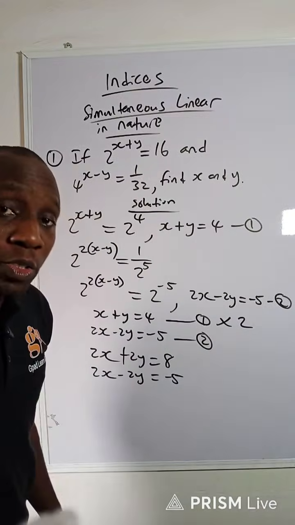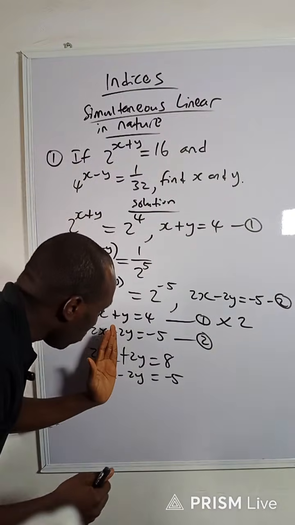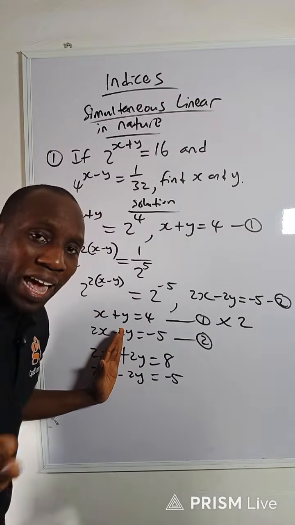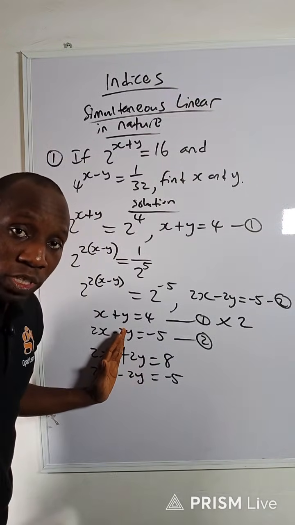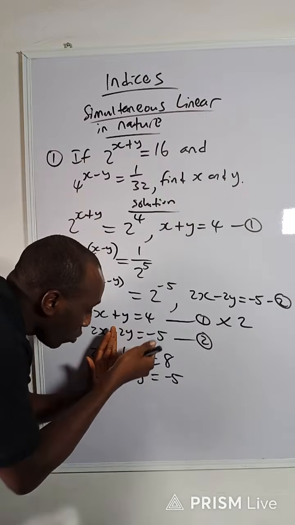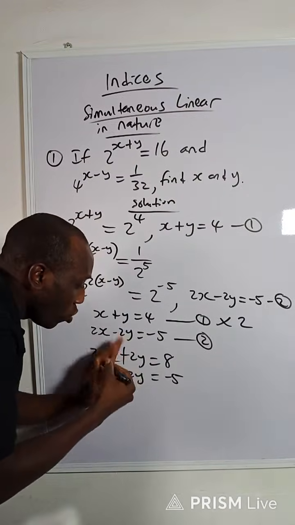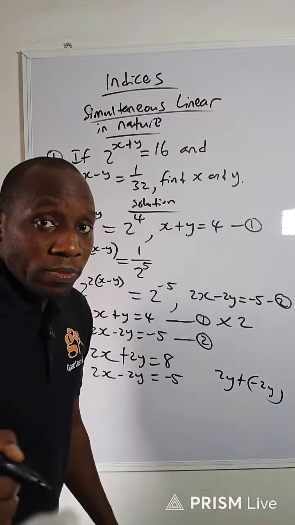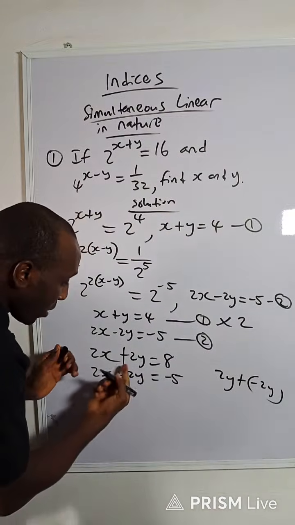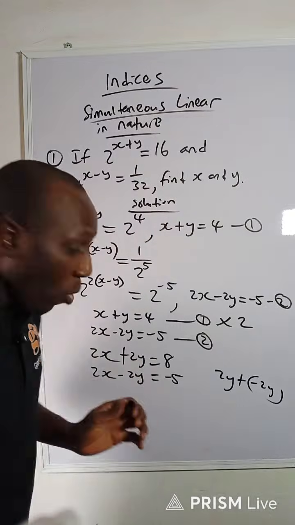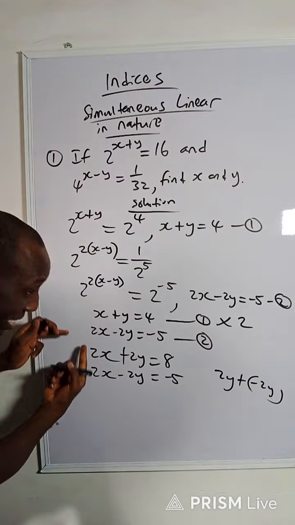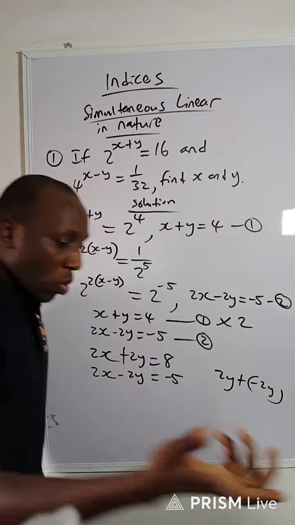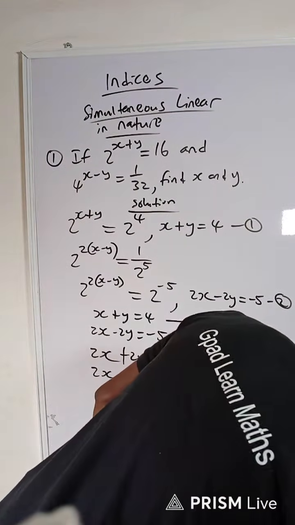So if I want to get rid of x, I'm going to subtract both equations. But if I want to get rid of y, look at y. This is plus 2y, this is minus 2y. What can I do? I can add both equations. If I add both equations, 2y plus negative 2y is 0. So if I want to get rid of y, I will add both equations. But if it is 2x I want to get rid of, they have the same sign, so I will subtract both equations. Whatever method you want to use, it's totally fine.